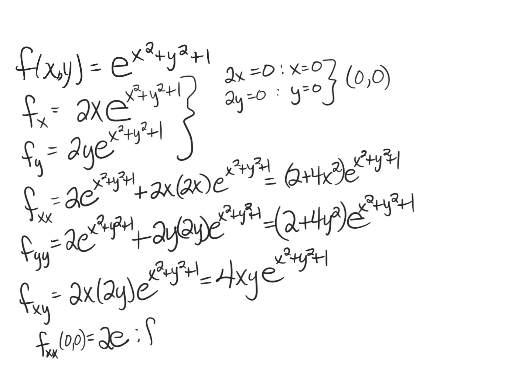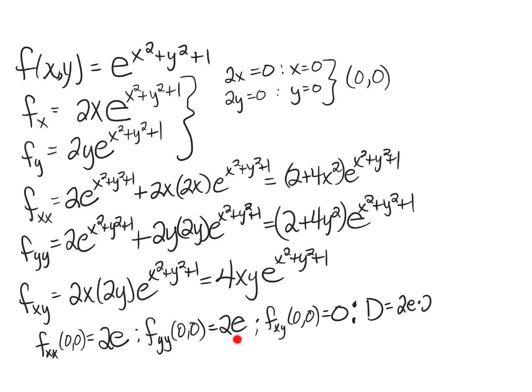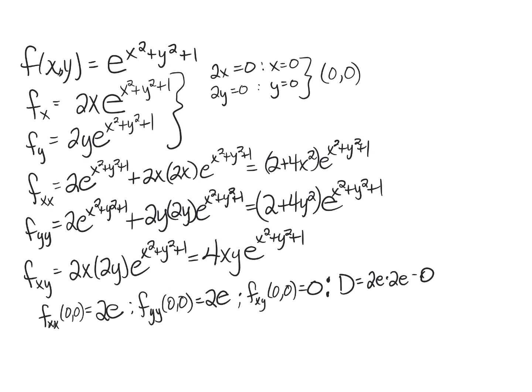Plugging the 0, 0 into the second partial with respect to y, this is going to be e to the 0, and that's going to be just a 2. So those are both the same. The mixed partial, if I plug in zeros, I just get 0. So D is going to be this number, 2e, times 2e minus 0, which gives me 4e squared, which is positive.